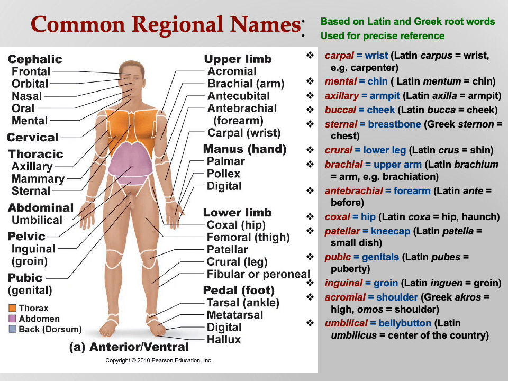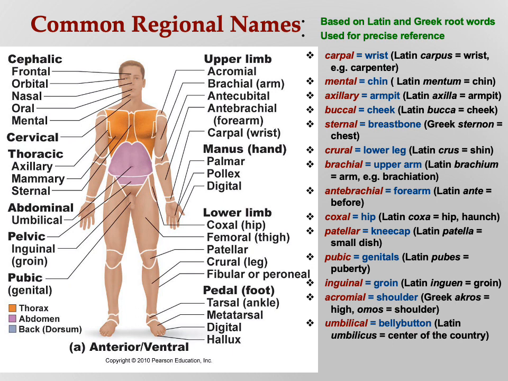Your coxal region, not maybe what you thought it was going to be. It's your hip, your haunch. Patellar, look at the Latin root word. Isn't that wonderful? It's a small dish. That's what your kneecap is. Pubic, your genitals, your pubes. That's the actual Latin word. Inguinal is your groin.